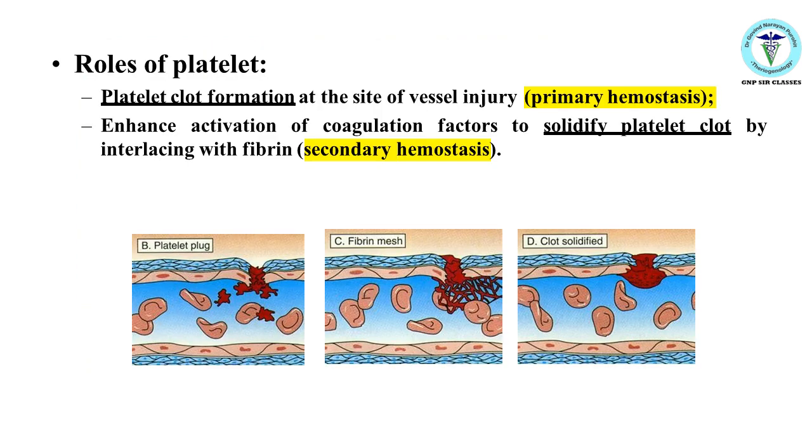Platelets play a crucial role in hemostasis by forming clots at the site of vessel injury, primary hemostasis, and enhancing the activation of coagulation factors to solidify the clot with fibrin, secondary hemostasis.